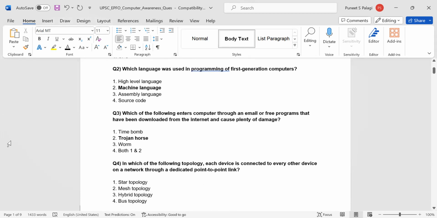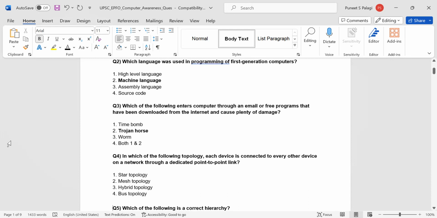So the next question: in which of the following topologies is each device connected to every other device on a network through a dedicated point-to-point link? Okay, read the question once again. So in which of the following topologies is each device connected to every other device on a network through a dedicated point-to-point link?